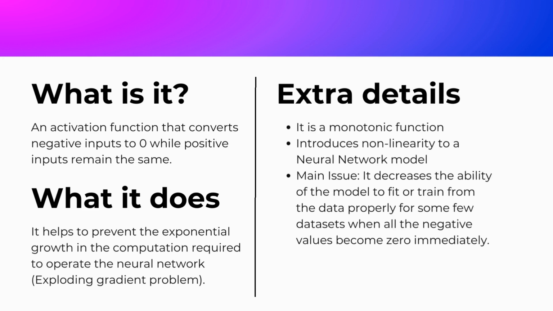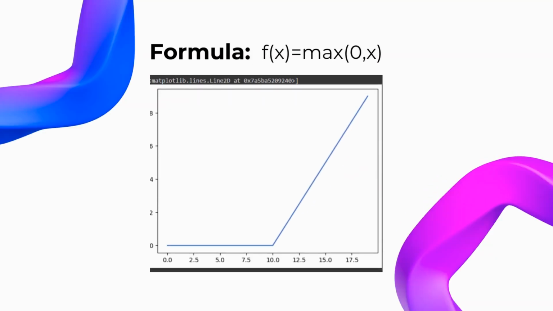So there are certain extra details on ReLU. First of all, it is a monotonic function. A monotonic function is a function that is either entirely non-increasing or non-decreasing. It also introduces nonlinearity to a neural network model. This makes it a commonly used hidden layer activation in neural network models. It makes it easy for the model to generalize or adapt to a variety of data and to differentiate between the outputs. Its formula is as simple as f(x) = max(0, x), and there is the graph, as we shall see in the coding.